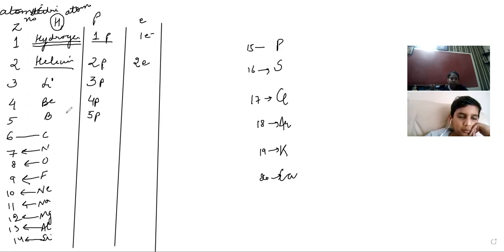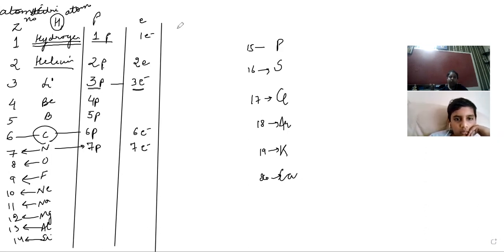Okay. So if atomic number is 6, that means it has 6 protons. And since it is an atom, 6 protons would be equal to 6 electrons. 7 protons would also mean 7 electrons. Do you understand? 3 protons, 3 electrons. Because for an atom to be electrically neutral, the number of electrons must be equal to the number of protons.